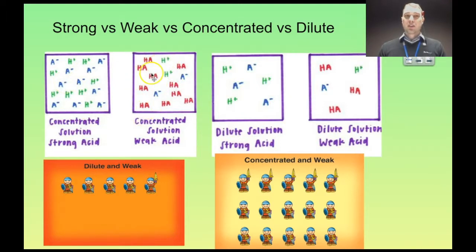Here we have a concentrated solution. It's got lots of molecules in the space, but it's a weak acid because we've only got some molecules that have dissociated, whereas all the rest of these ones haven't.